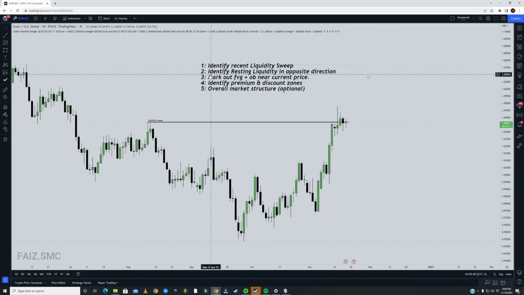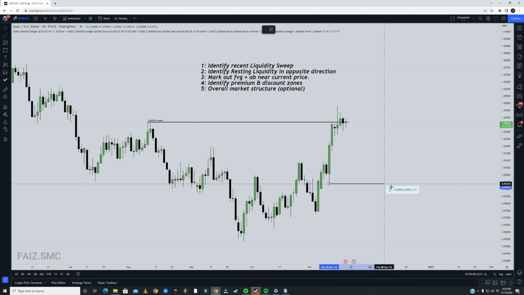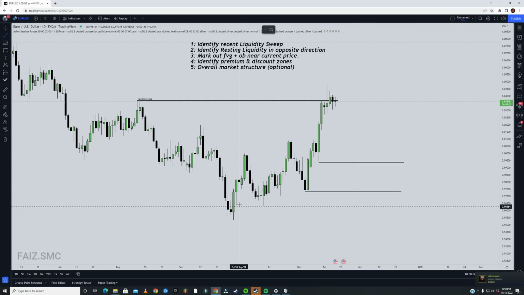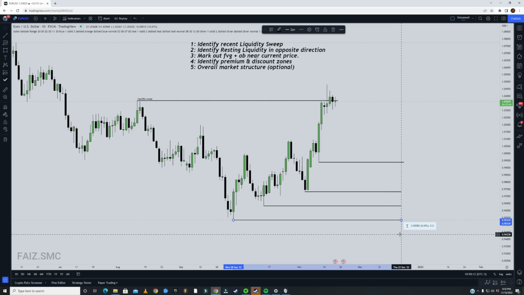Now the rule number 2 is you want to identify resting liquidity in the opposite direction. So the buy side liquidity was taken out. Now you want to identify sell side liquidity, right? So we have sell side liquidity here. Then we have this low here, which is significant, right? And then we have this level here, and we also have this level here as well.